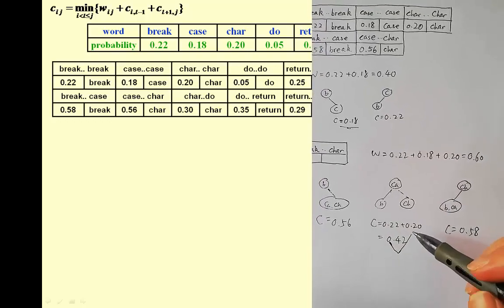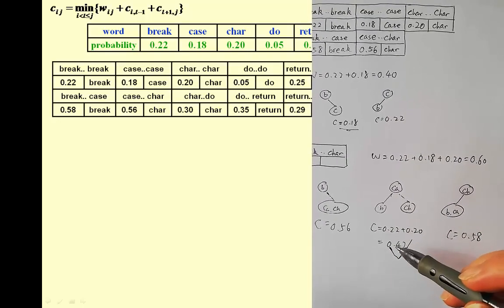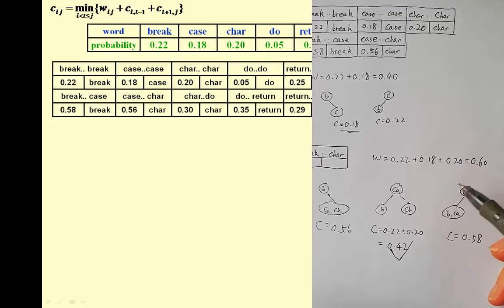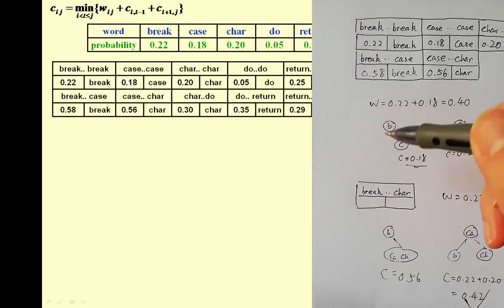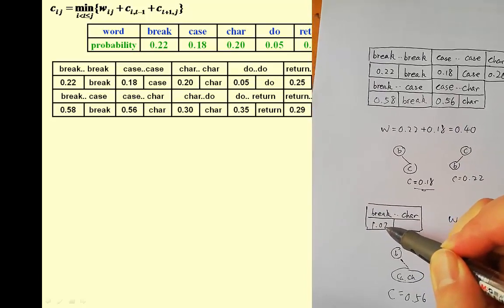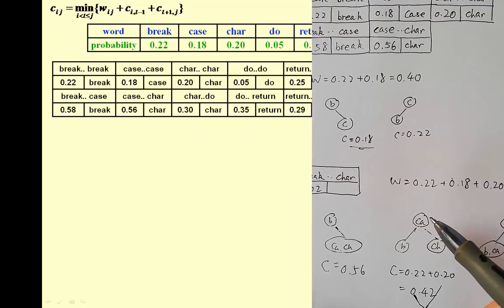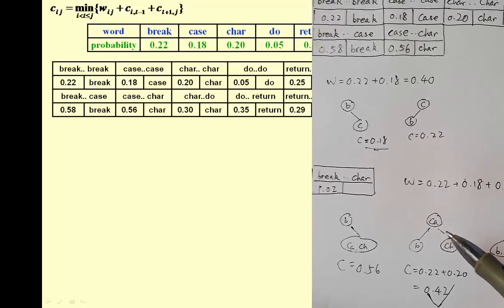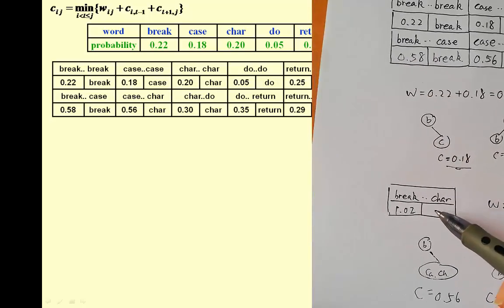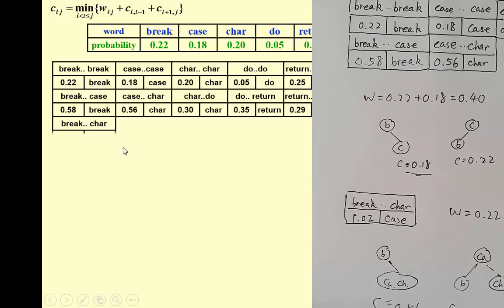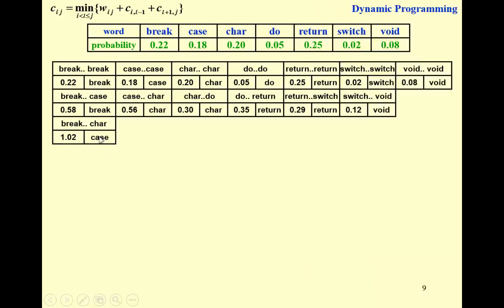So the optimal cost will be the sum of the total weight plus this cost. Altogether, I get 1.02. So let's fill in 1.02 here. And case is the root of this optimal structure. So let's fill in case here. Okay, so the conclusion is that case will be the optimal root, and the optimal cost is 1.02. Now I hope that you can complete the rest of the table by yourselves, right?